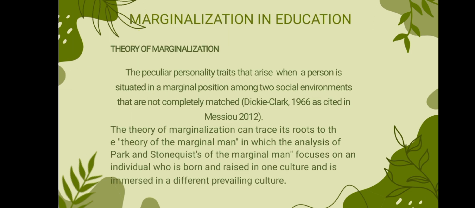Theory of marginalization. The peculiar personality traits that arise when a person is situated in a marginal position among two social environments that are not completely matched. The theory of marginalization can trace its roots to the theory of the marginal man, in which the analysis of Park and Stonequist of the marginal man focuses on an individual who is born and raised in one culture and is immersed in a different prevailing culture. The theory explains the psychological and social struggle of individuals who are caught between two different cultures or social environments that are not purely compatible. This situation can lead to confusion, identity crisis, and feelings of rejection.